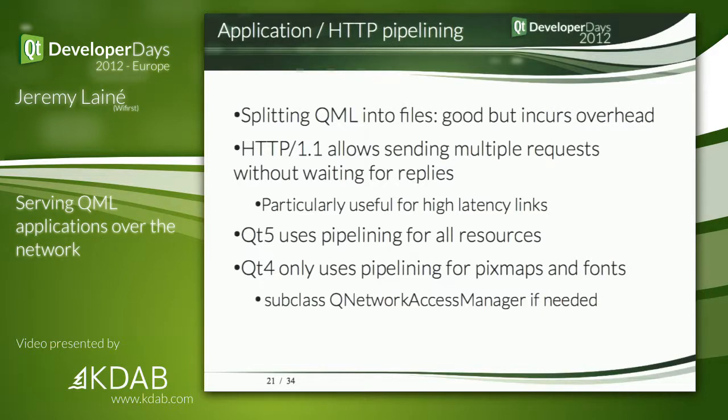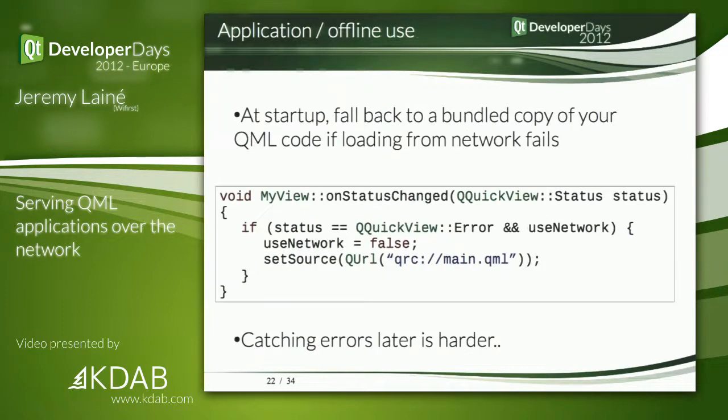It does it for you. In the case of Qt4, it does it for pixmaps and fonts, but last time I checked, it doesn't do it for your actual QML files. So if you do need to enable HTTP pipelining, I can show you a piece of code later on. You need to once again subclass QNetworkAccessManager and provide a factory for Qt to use.